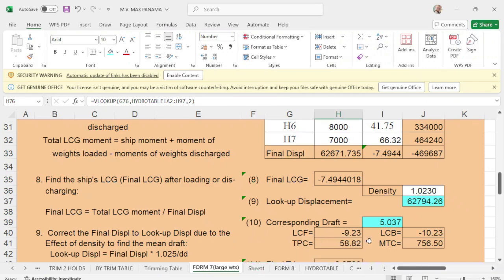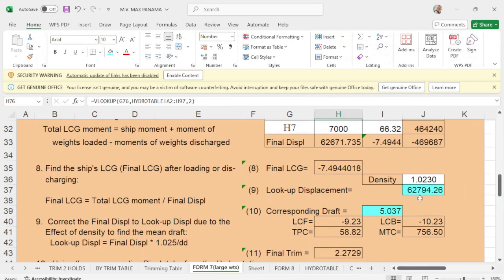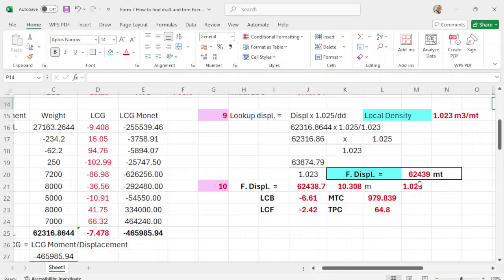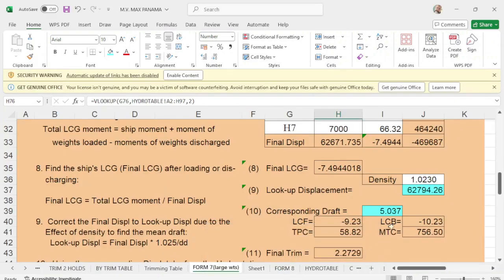Number 10 will be his corresponding displacement of floating in 1.023 is 62794, and I got 62439. So we have a big difference. And what will be the corresponding drop of this 62439? The corresponding drop would be 10.308. What will his drop here? His corresponding drop should be 5.037.